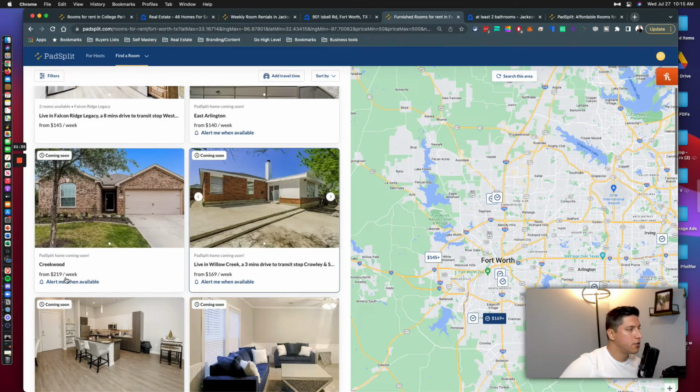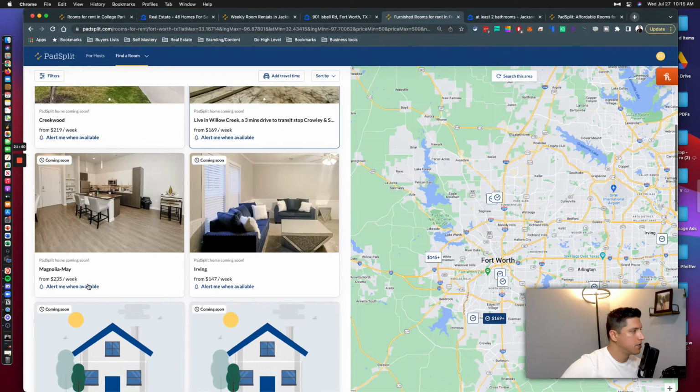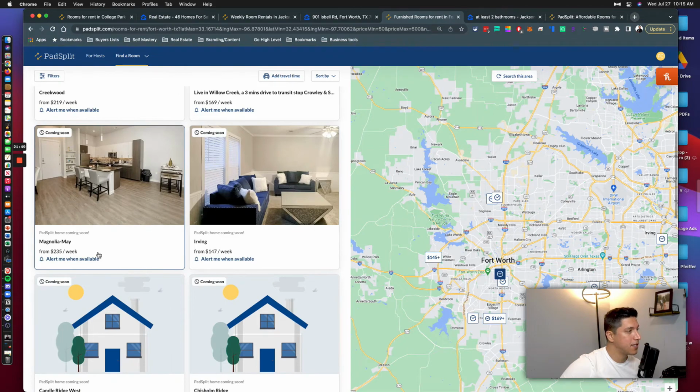So anything over 200, I'm always thinking that's probably a private bath. Coming soon from 235 per week. So see, this person says from 235 a week. So I'm curious to see how they're going to be able to ask for that high of a price.